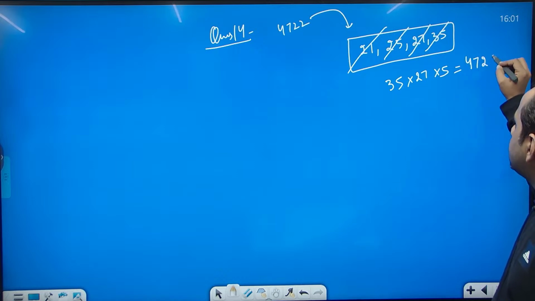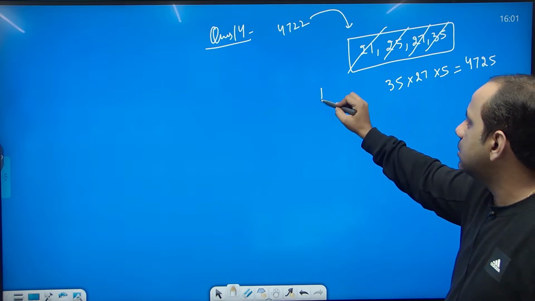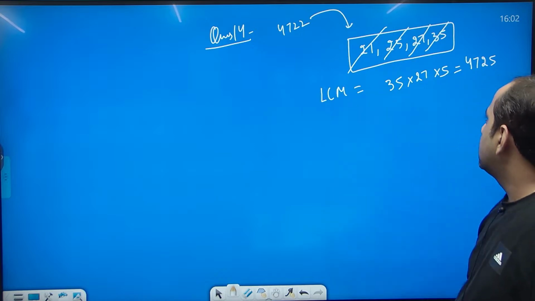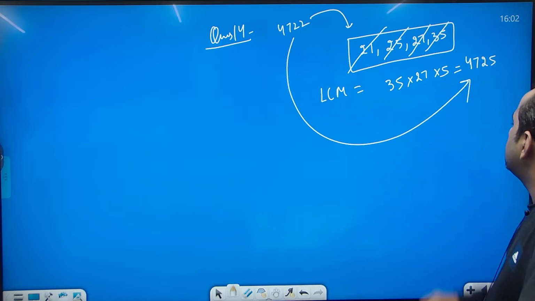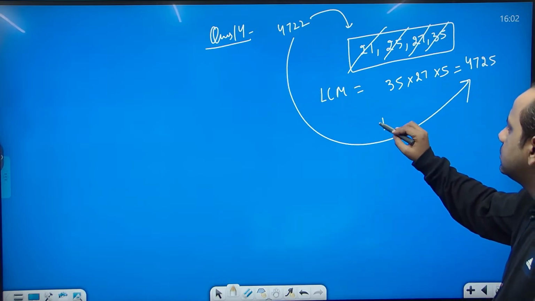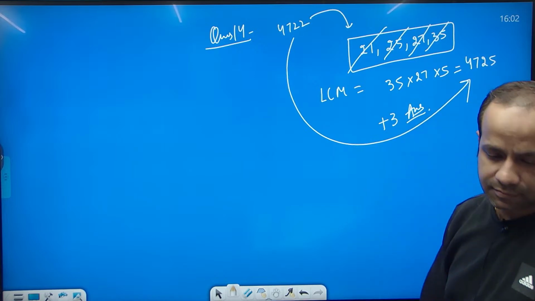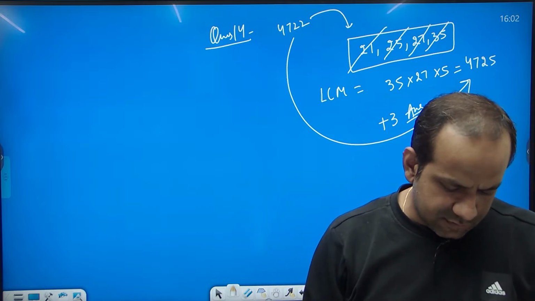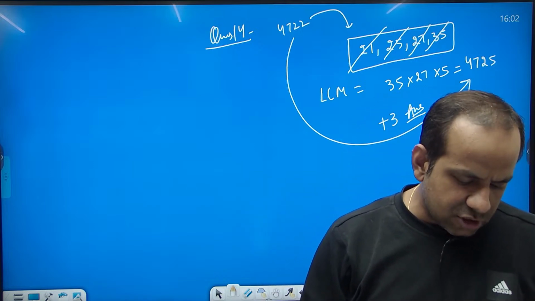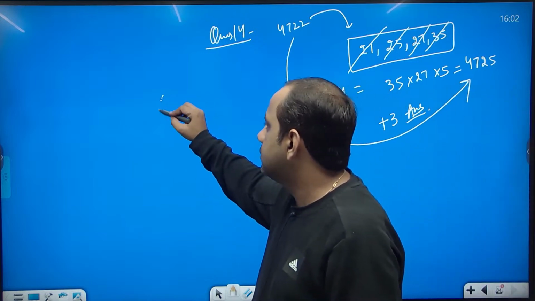So we know that multiple LCM of all these four number is 4725. Now question is what must be added to this to make it divisible by this. So you have to add. Any doubt in this? So 3 is the final answer to the question. Let's try question number 13. Question number 13.